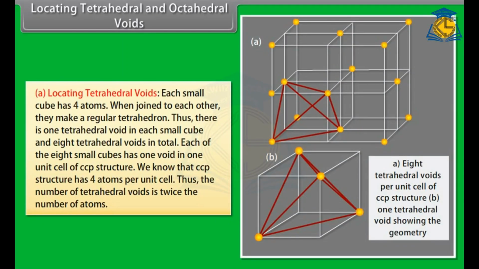Locating tetrahedral voids. Each small cube has 4 atoms. When joined to each other, they make a regular tetrahedron. Thus, there is 1 tetrahedral void in each small cube and 8 tetrahedral voids in total. Each of the 8 small cubes has 1 void in 1 unit cell of CCP structure. We know that CCP structure has 4 atoms per unit cell. Thus, the number of tetrahedral voids is twice the number of atoms.